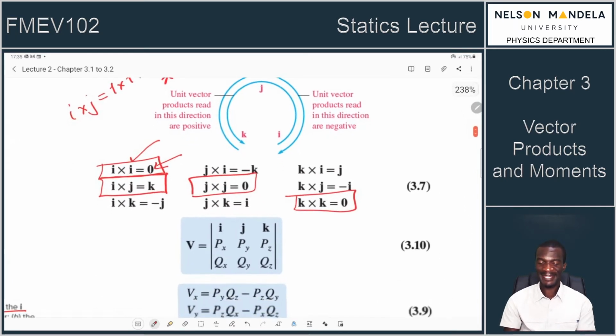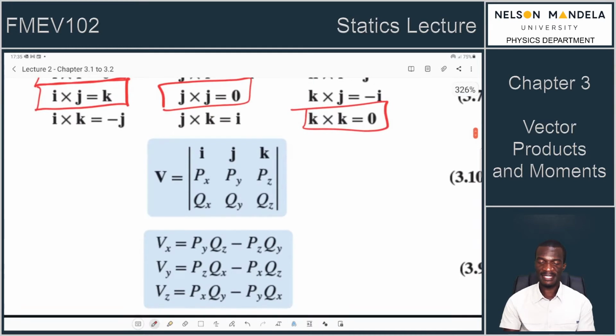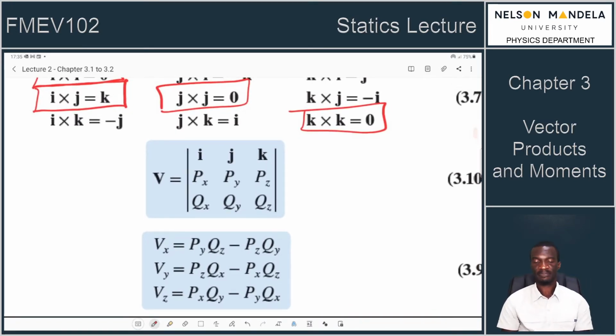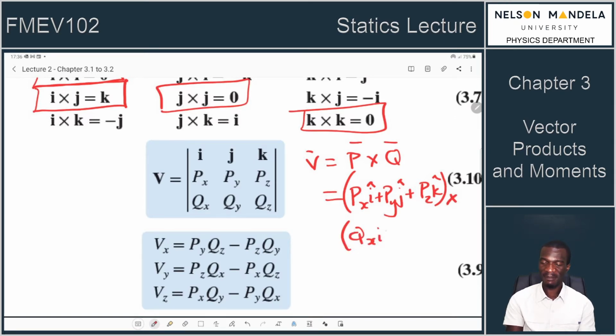You will notice then that for that calculation that we came across, this is the definition of your cross product. We had vector P and vector Q. We said that our vector V is equal to P cross Q. However, we know that the vector P is Px i plus Py j plus Pz k. I always forget these things. And then we want to multiply this by Qx i plus Qy j plus Qz k.